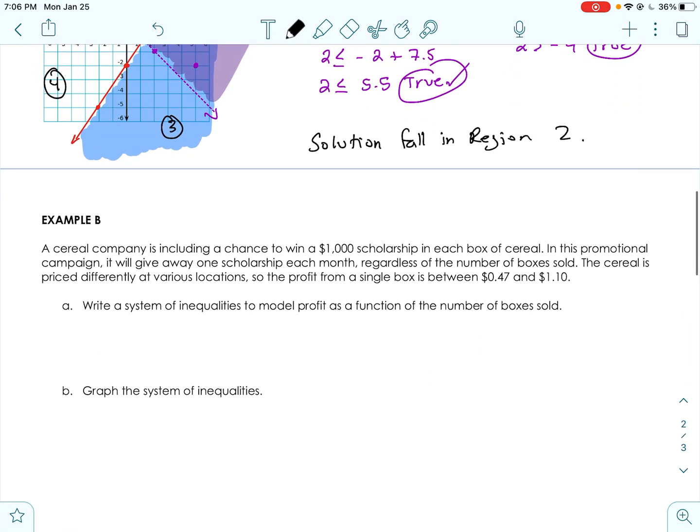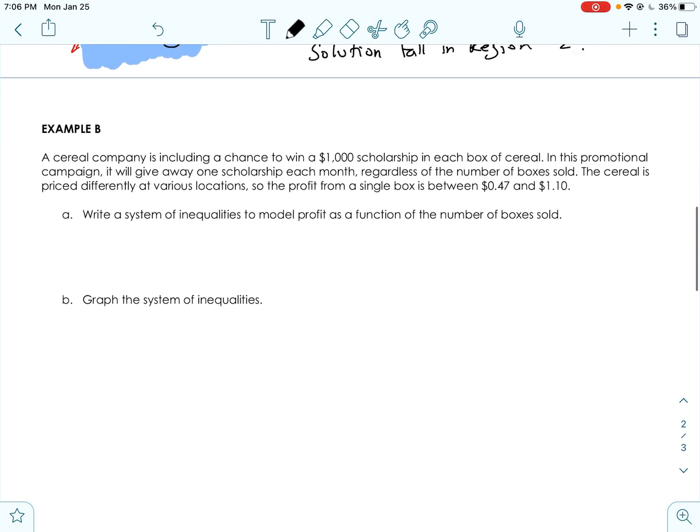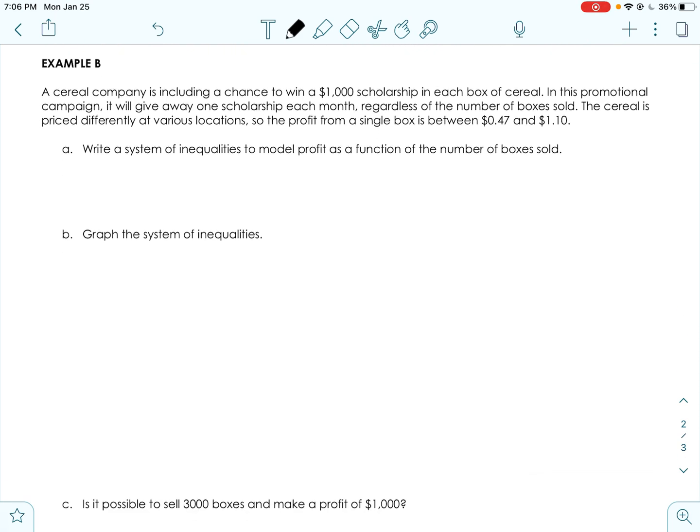Now we're going to take a look at this word problem. It says a cereal company is including a chance to win a $1,000 scholarship in each box of cereal. In this promotional campaign, it will give away one scholarship each month, regardless of the number of boxes sold. The cereal is priced differently at various locations, so the profit from a single box is between 47 cents and $1.10. If we want to write a system of inequalities, first we should identify our variables. X is going to equal the number of boxes sold, and Y will represent the profit.